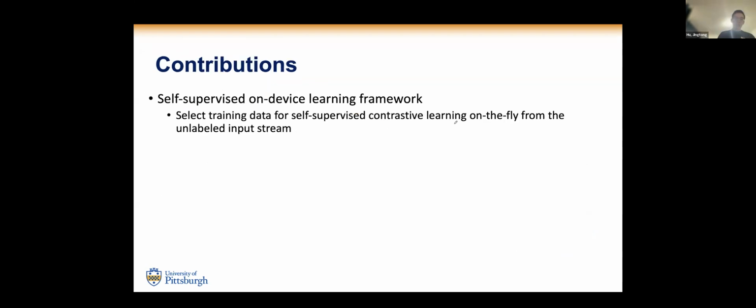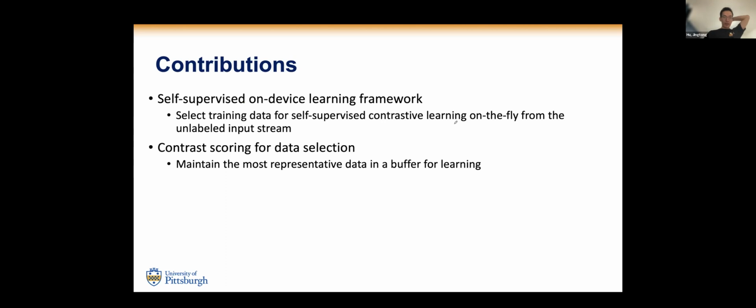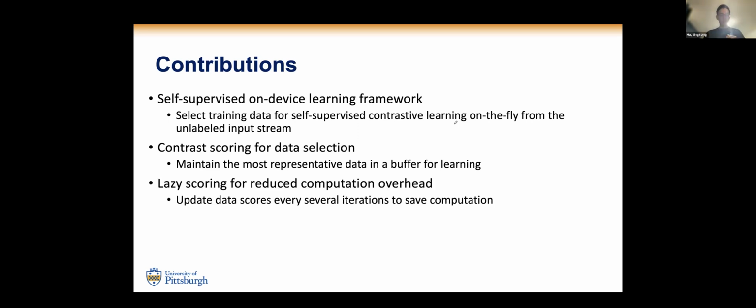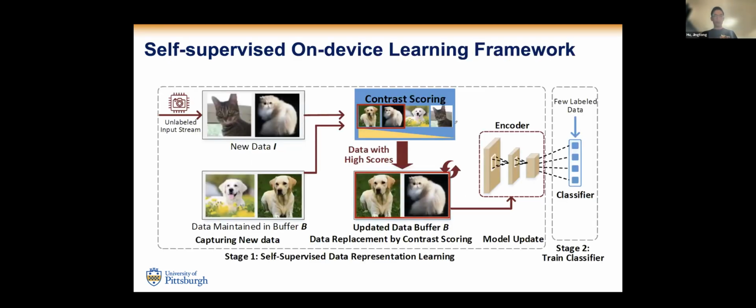Okay, so in this work, our contribution is that we developed a self-supervised on-device learning framework. We developed a contrastive learning score for data selection so that we don't need to store all the data to learn, but only select the most representative data in the buffer for learning, right? We also developed a lazy scoring for reduced computation overhead. So let's see what they are.